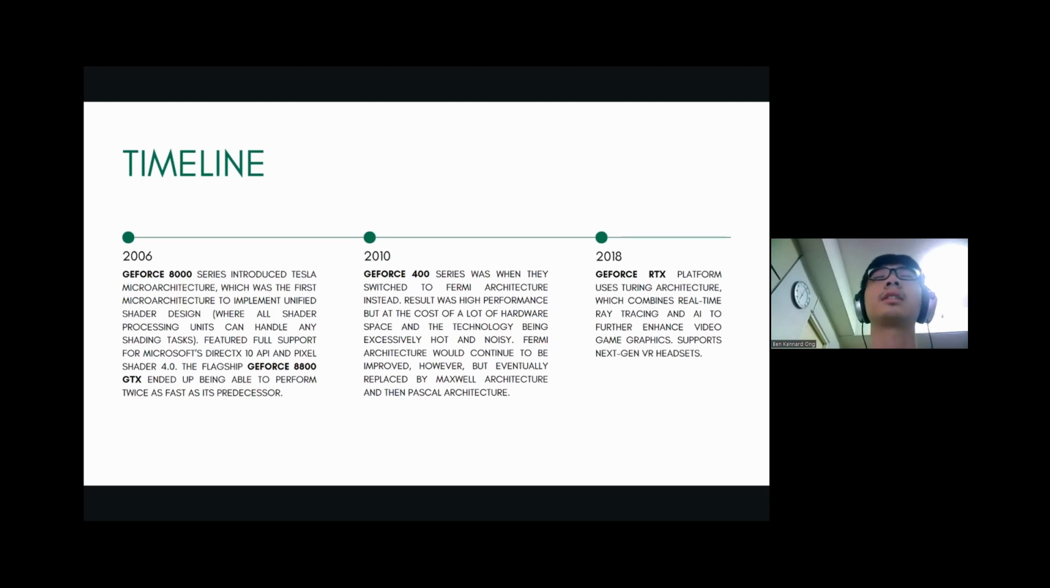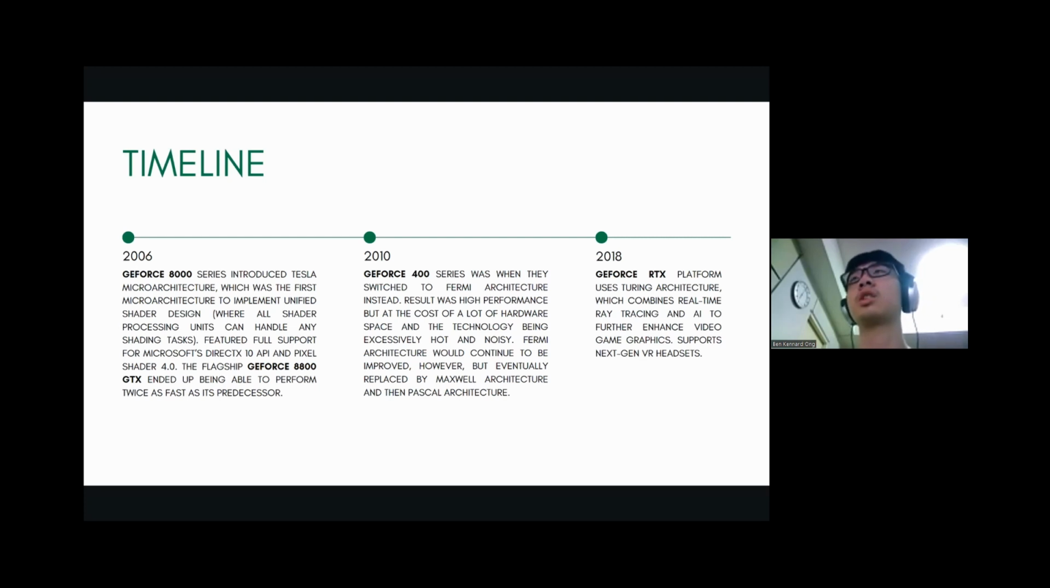The GeForce 8000 series introduced the Tesla microarchitecture, which was the first microarchitecture to implement unified shader design. It also featured support for several things such as Microsoft's DirectX 10 API and Pixel Shader 4.0. The flagship, known as the GeForce 8800 GTX, ended up being twice as fast as its predecessor. Eventually, the Tesla microarchitecture became Tesla 2.0 and then was replaced by the Fermi architecture in the GeForce 400 in 2010. However, it was incredibly high performance, but it cost a lot because of hardware space, and the technology was also very hot and noisy.